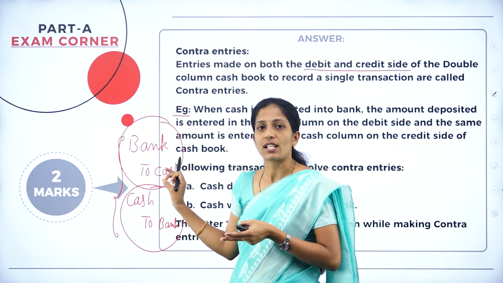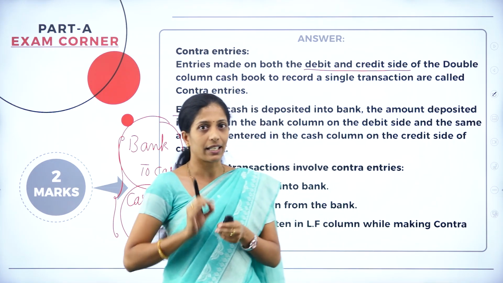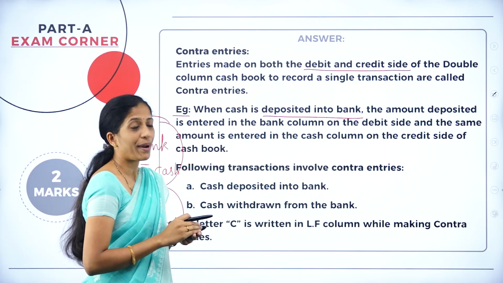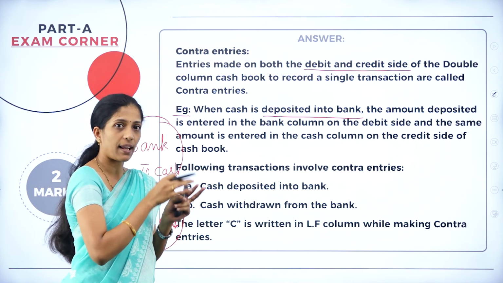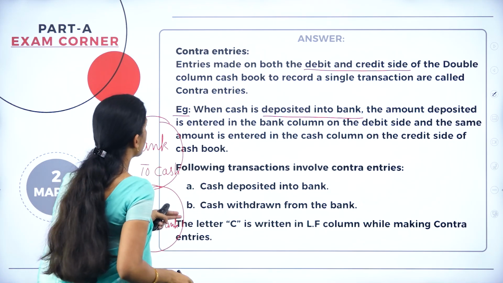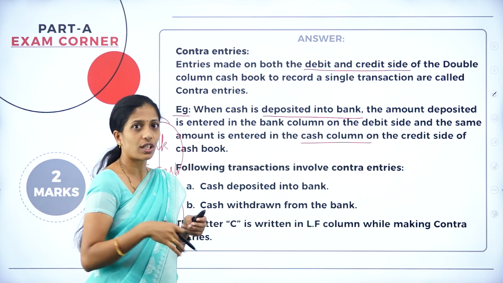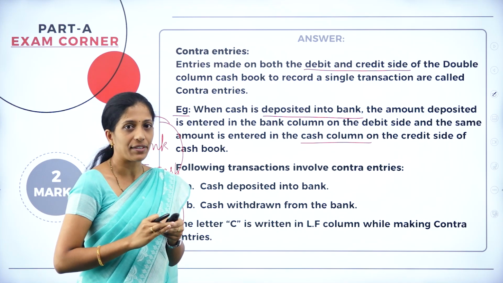So, this is called as what? Contra entry, where you have to record on both debit and credit side. So, your example is when cash is deposited into bank, the amount deposited is entered in the bank column on the debit side and the same amount is entered in the cash column on the credit side. You will come to know when you know how to record the journal entry in the ledger account.